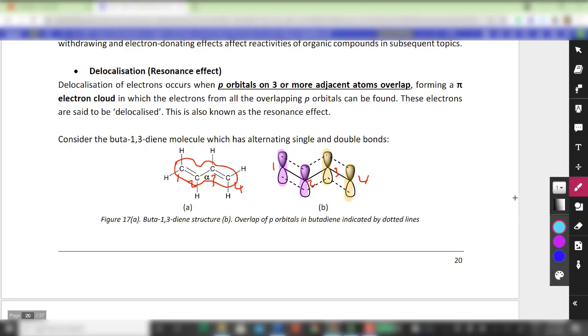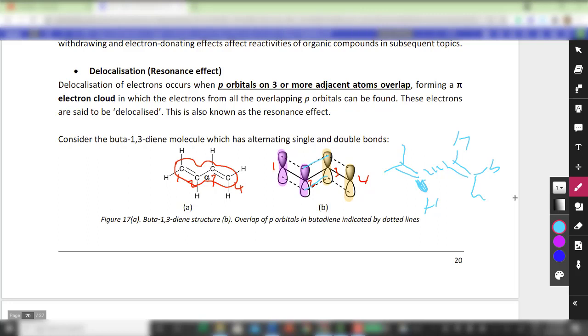But why can't carbon 2 and 3 also have an overlap like this? Yeah, if they are parallel, that is. Because sometimes your double bond can rotate in such a way that they are not parallel. So for example, they can rotate until they are not parallel. Yeah, so in that case, there will not be overlap like this.